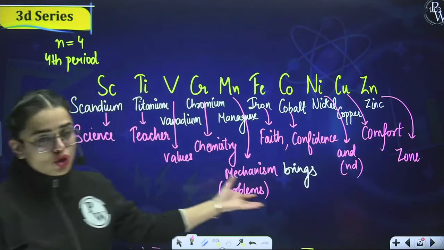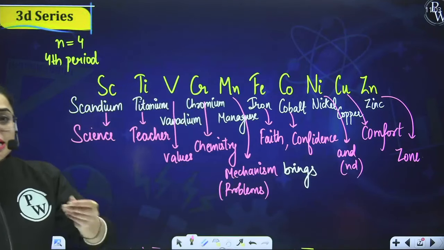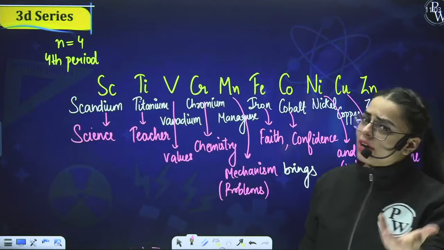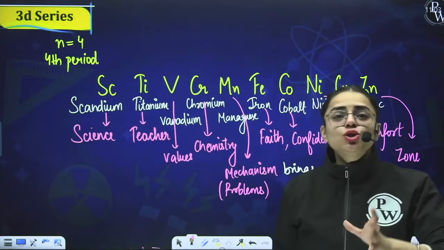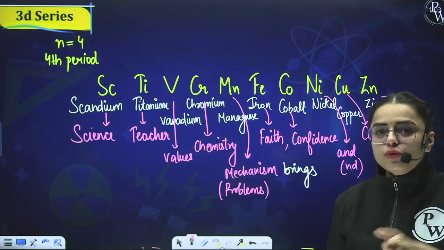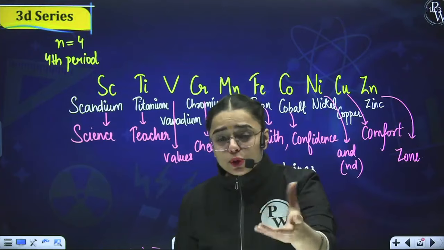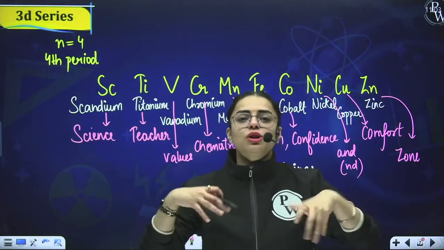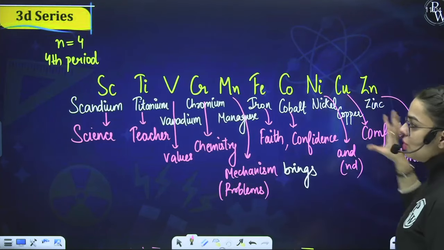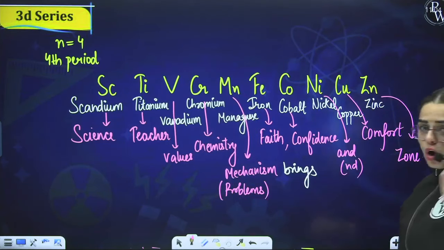So basically this is the short trick which I have made, and if you have anything else regarding this 3D series, you can write in the comment section. And the students who feel that this short trick is easy, or the trick which students are writing in the comment section, it is up to you which you want to remember. Basically you have to remember these elements for the 3D series, for the 4D series, right? So this is about the 3D series. Now I shall be writing their atomic numbers.